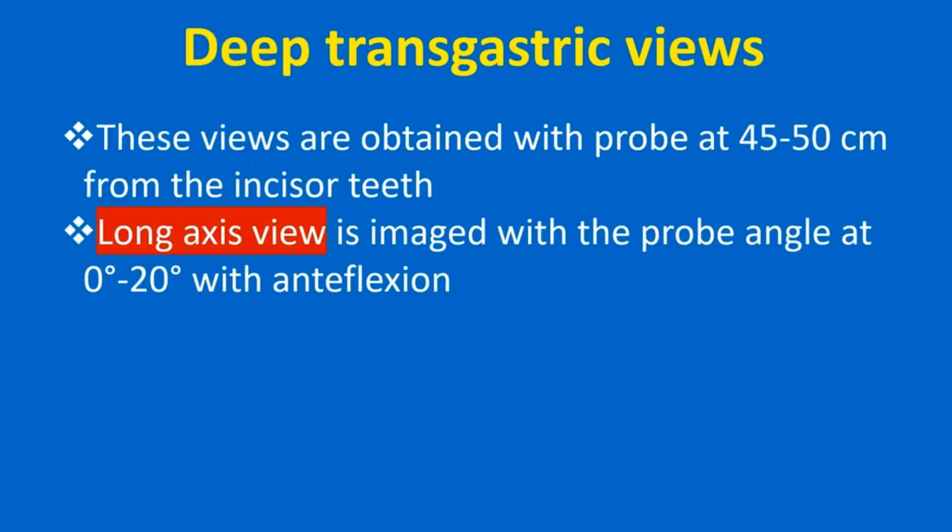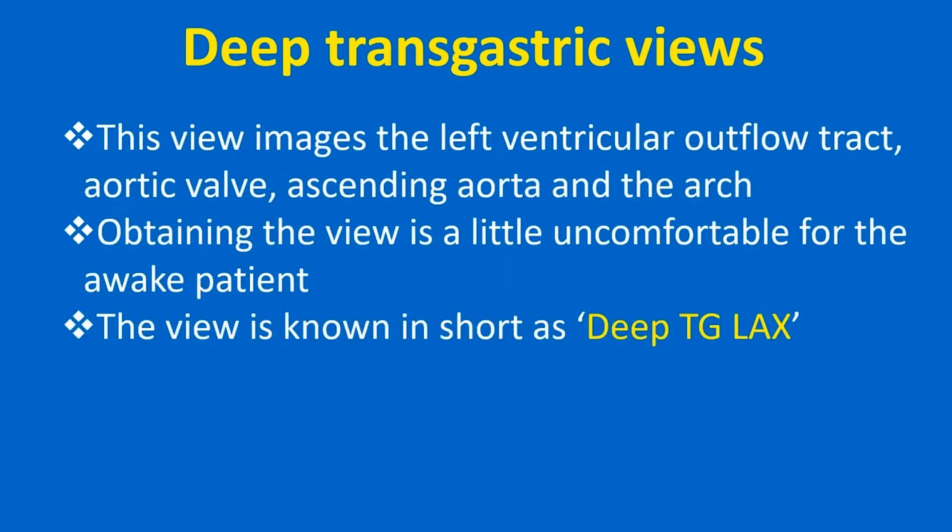Deep transgastric views are obtained with the probe at 45 to 50 centimeters from the incisor teeth. Long axis view is imaged with the probe angle at 0 to 20 degrees with anteflexion. This view images the left ventricular outflow tract, aortic valve, ascending aorta and the arch. Obtaining the view is a little uncomfortable for the awake patient. The view is known in short as deep TG-LAX.